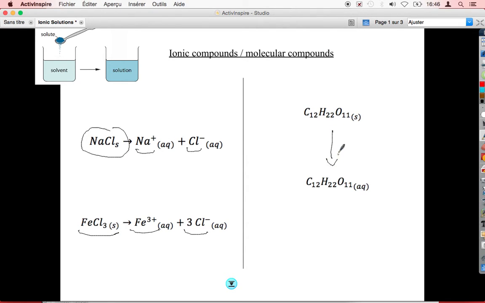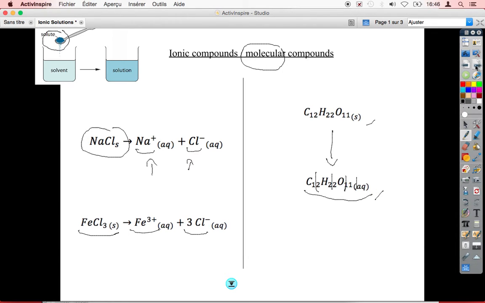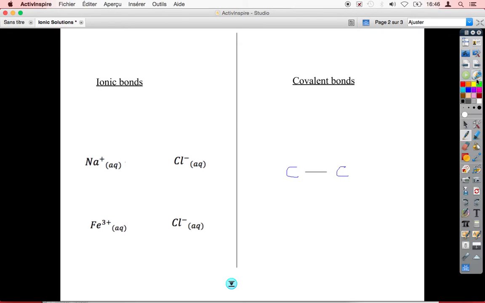Now, in the case of molecular compounds, the solute is a molecule, and what we have within the solution is a molecule too, meaning that water has not been strong enough to cut this molecule into small pieces like we did with ions. We had one piece at the beginning, and we have one piece within the solution. So why do we have this difference? Let's talk about the bonds between the different parts of these solutes.